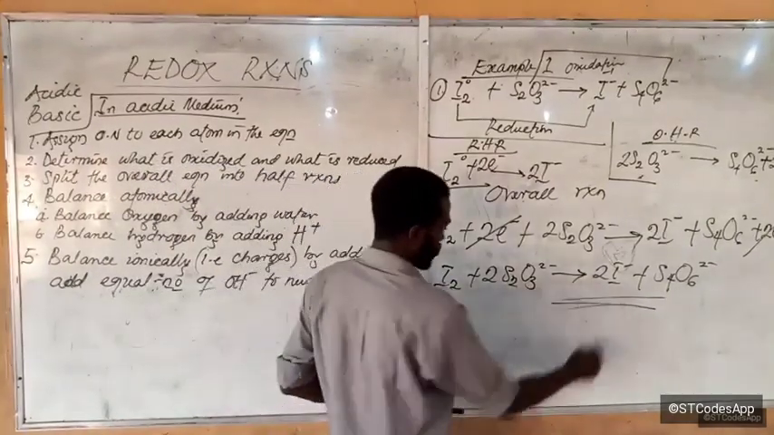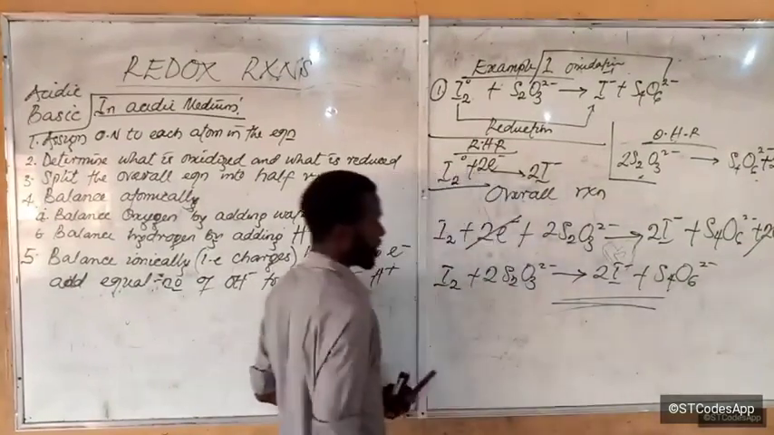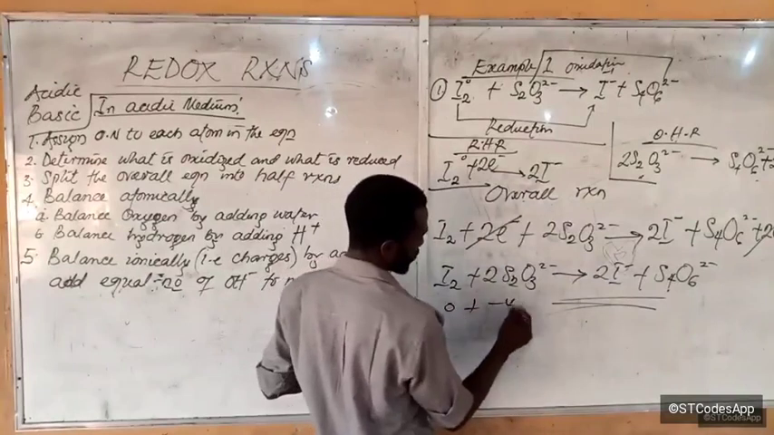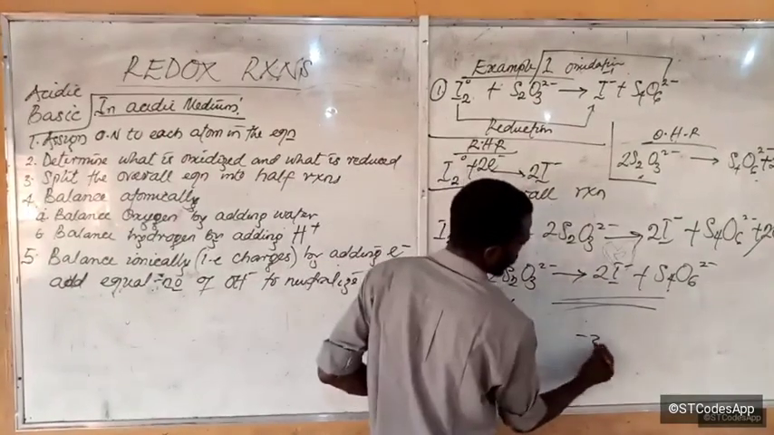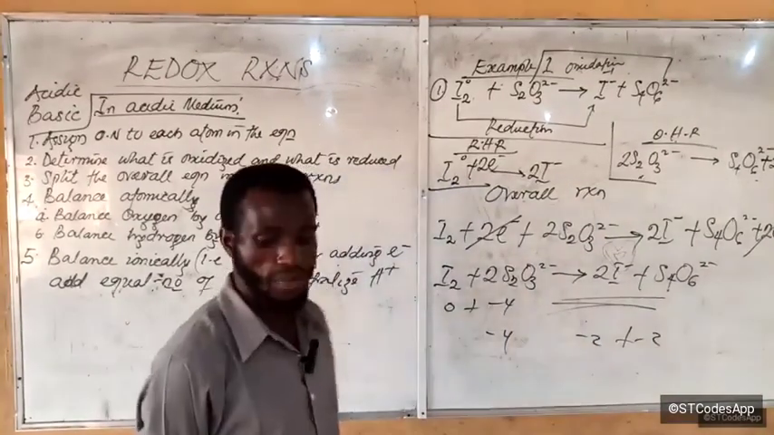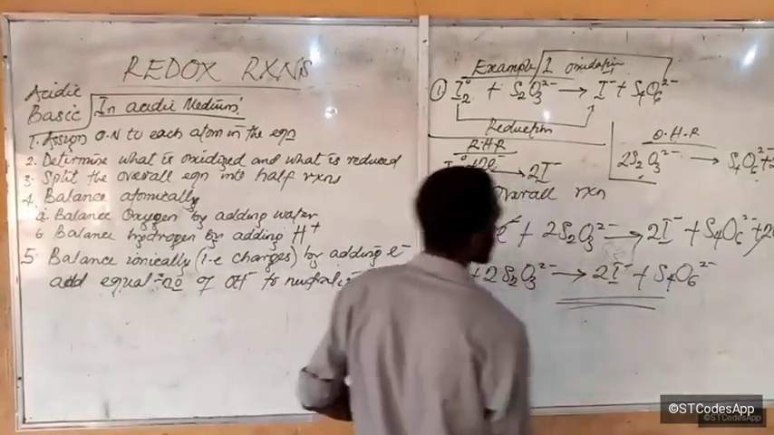I is 2 here. S is 4, O is 6, O is 6. Charges, let's check the charge. Total charge here, 0 here plus -4, that's -4. Here, -2 plus here, -2, that's what? -4. So it is both atomically balanced and ionically balanced. And this is what? Our balanced redox reaction.